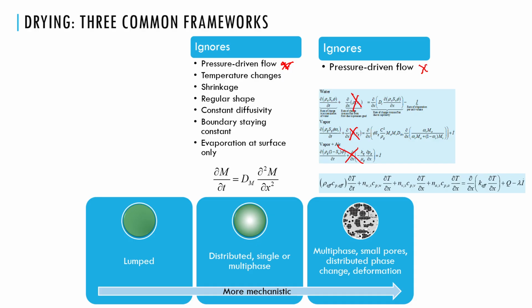What that means is if we have more intensive heating or any kind of volumetric heating like radio frequency or microwave, this is not going to work at all because that physics itself is missing. Then temperature changes are often ignored because drying is often limited by mass transfer. So at least written in this format, it's ignoring the temperature changes.